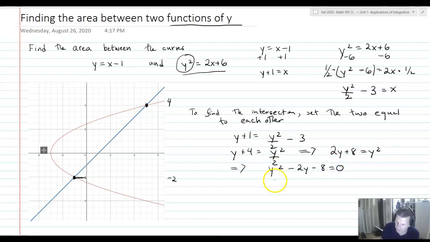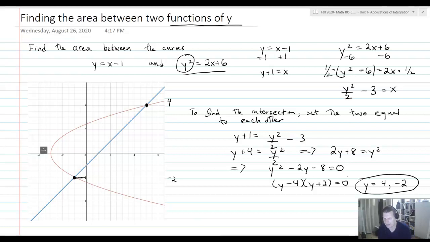A little bit of factoring, and we see that this is going to end up being y minus 4 times y plus 2 equals 0. That tells me that y equals 4 and -2. And so those are going to be our bounds. Notice we didn't solve for x in this case, we just solved for y. So those are the boundaries that we're going to get in terms of the integral. That's the first thing that we're going to need to find out.